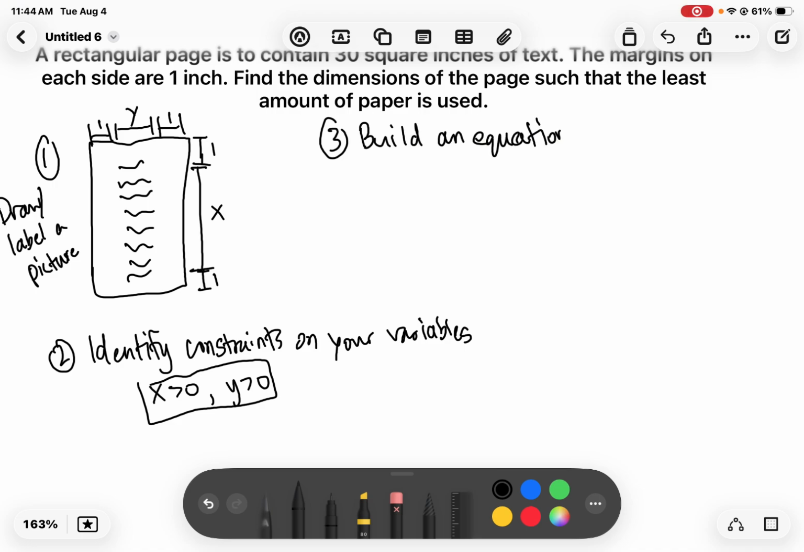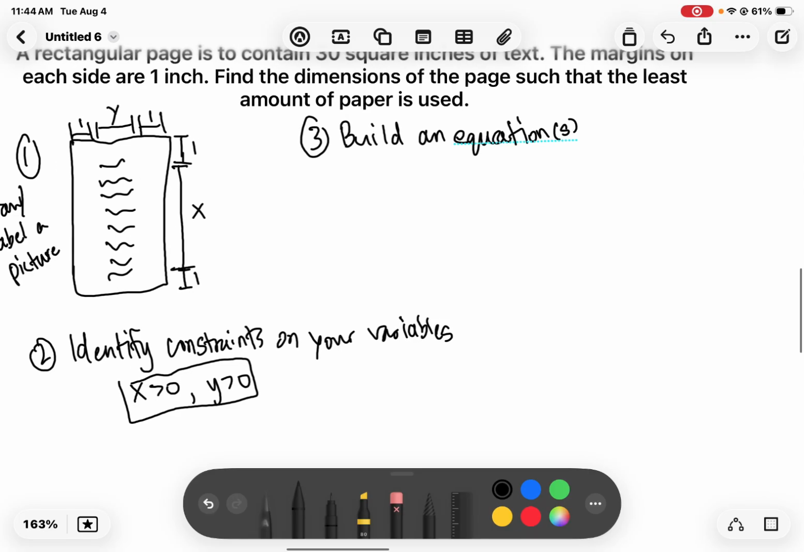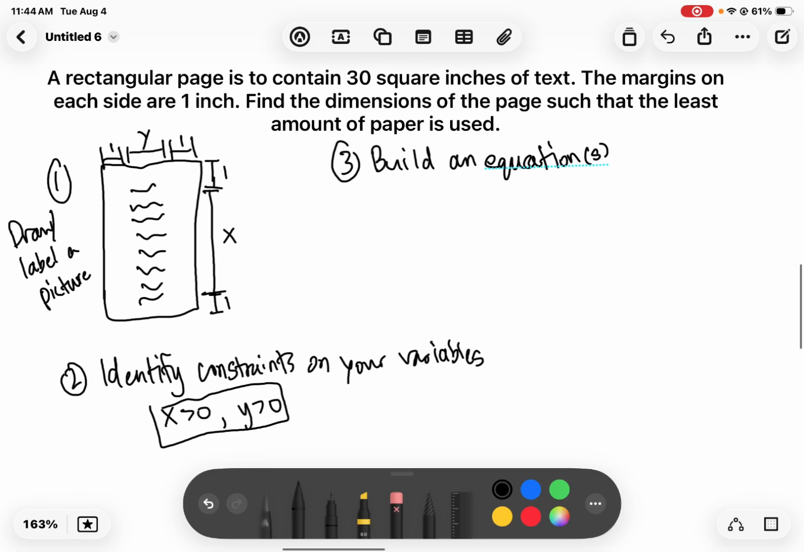Okay? So now step 3 is building your equations. In this case, you can have multiple equations. We know that the text has an area of 30 square inches. So that means that x times y is equal to 30 square inches, because x and y are the dimensions of the text.